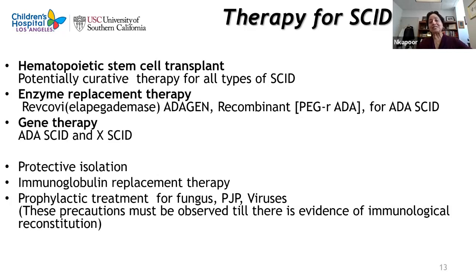The second treatment is enzyme replacement therapy, and at the present time it is only available for ADA SCIDs, adenosine deaminase deficient SCIDs. So for those, we can give enzyme replacement therapy if they are not a candidate for transplantation, or we don't have a donor. For the longest period of time, we used Allogen as the product these children were treated with. But now we have a recombinant new product, which is called Revcovi. So that is the enzyme we have available, with very good results.